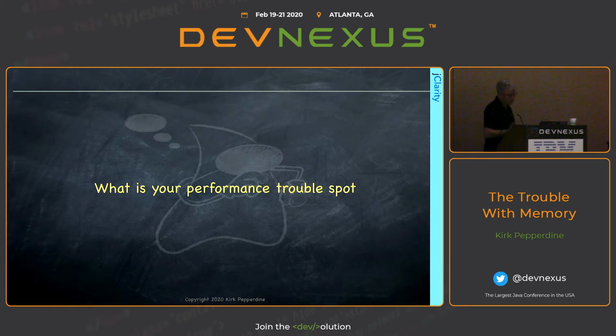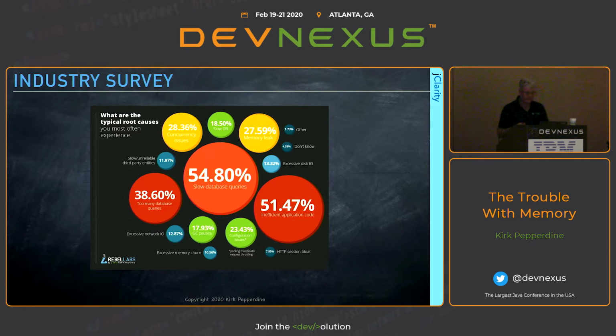Now, there's a whole other host of problems that this particular problem exposes. So I'll ask this question: what is your performance trouble spot? If you look at an industry survey, which is a couple of years old now, I still use it because I don't think it has changed that much. The big bubbles are all to do with databases. They're all database issues, as you can see. And what we find here is that the big problem is this one: the memory efficiency of your applications.